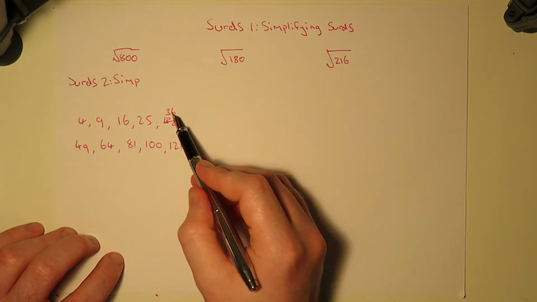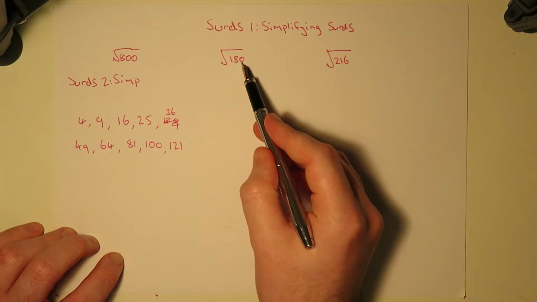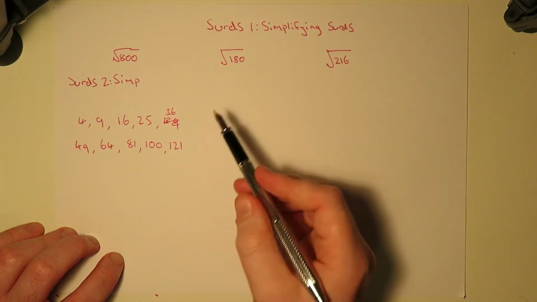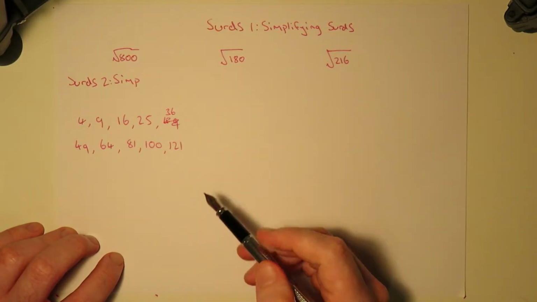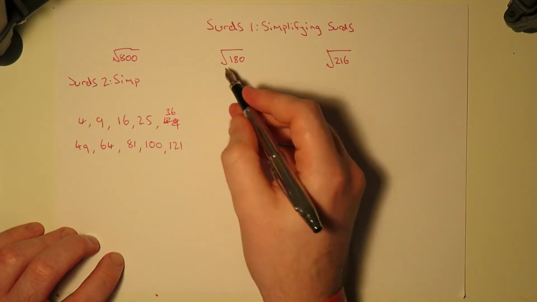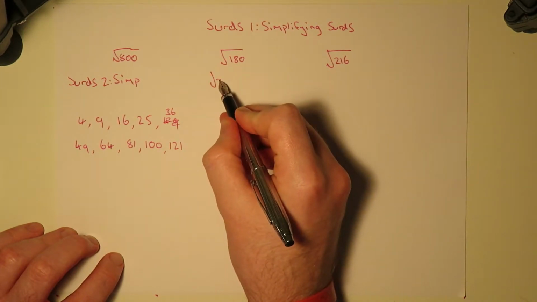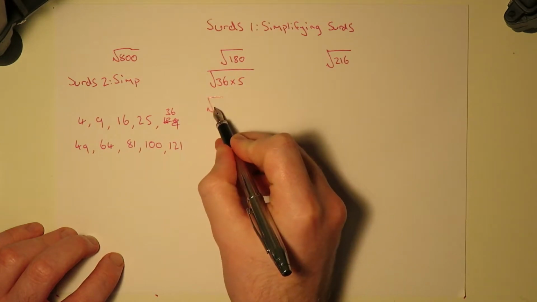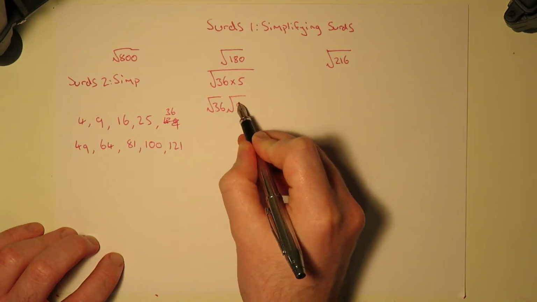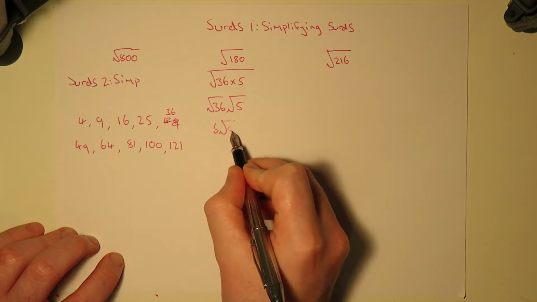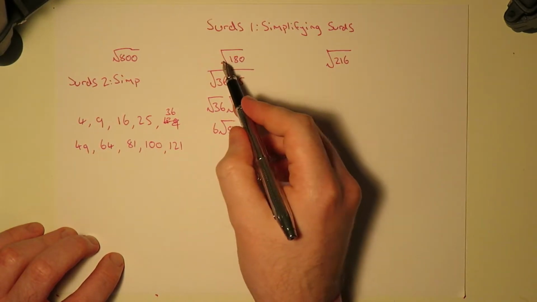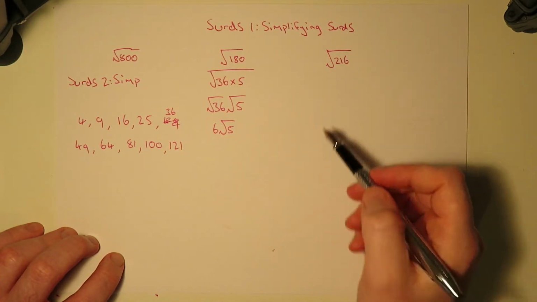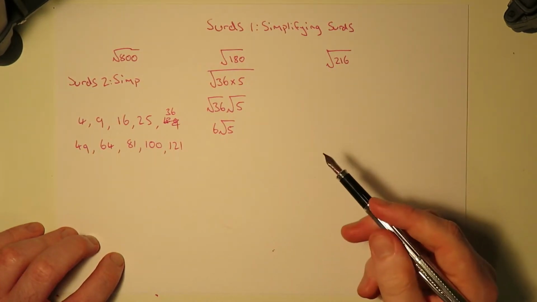Times this number here by a number to give us this. Well, it needs to end in 0. So what number do you have to times 6 by for it to end in 0? And 6 times 5 is 30. So this example here is 36 times 5, which is the same as root 36 root 5, which is 6 root 5. So the root of 180 is 6 root 5. Okay, well let's take a look at this question here.